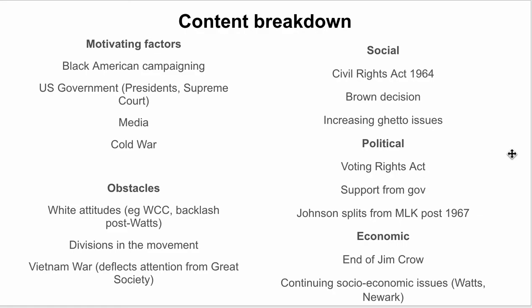And then another obstacle is Vietnam and the way that it deflected attention from the Great Society, and increasing socioeconomic issues, which you can maybe put under the Vietnam War or almost as an obstacle on its own.